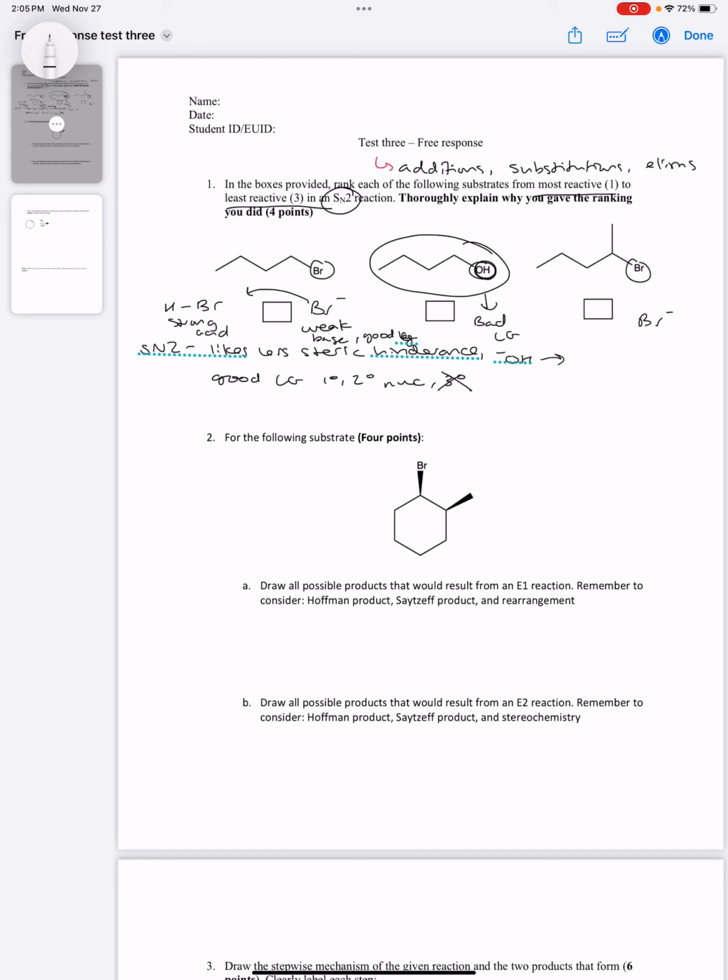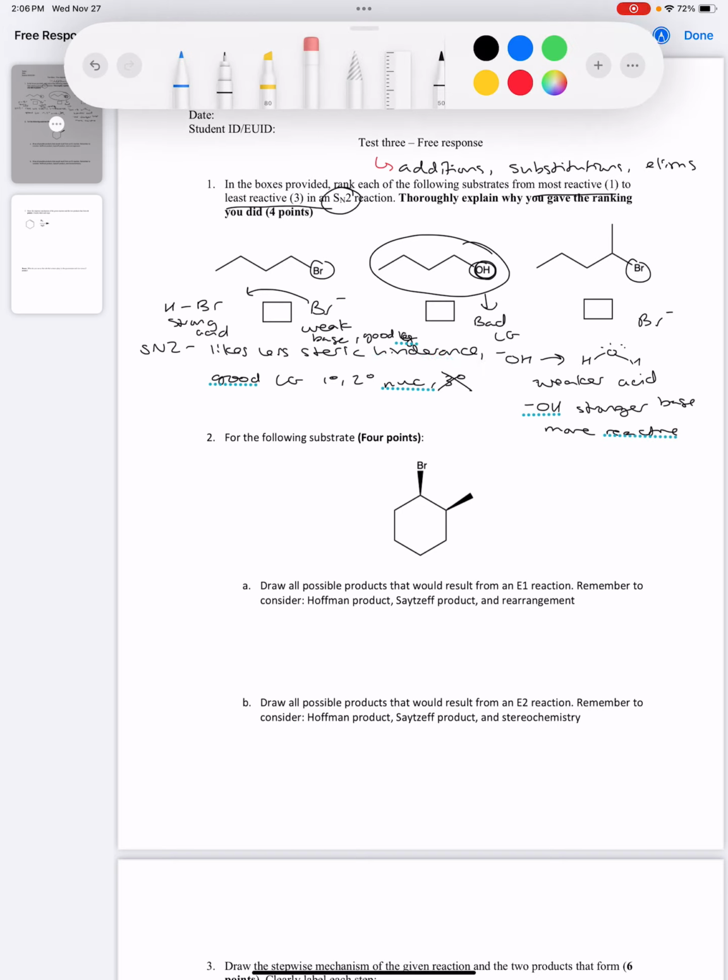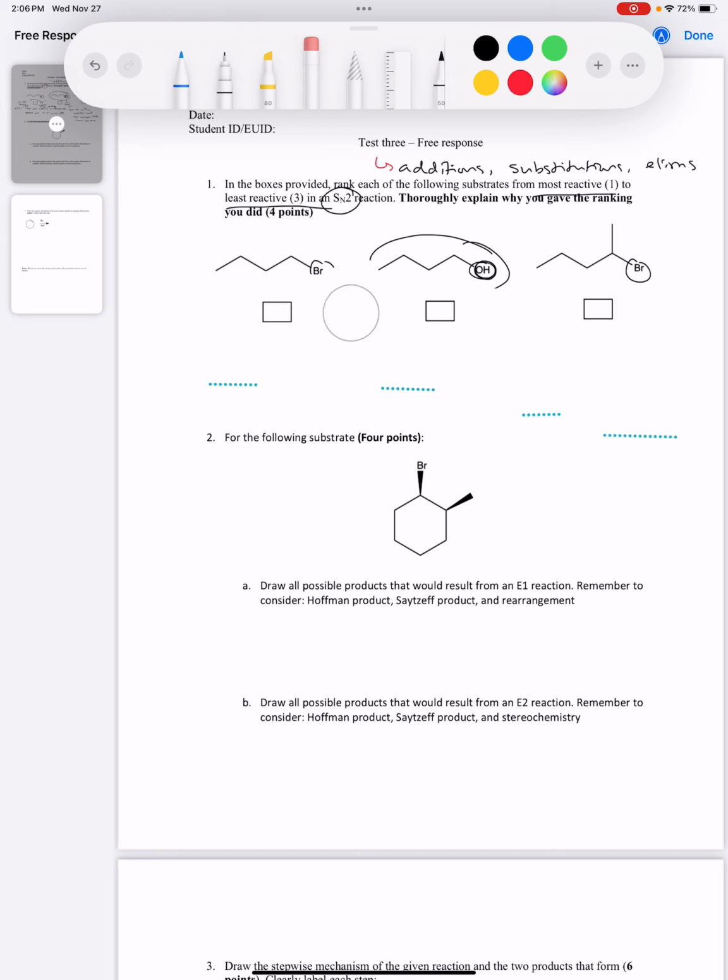But OH minus, its conjugate acid is water, and water is a weaker acid. It can act as an acid, but it's a weaker acid. So that means OH minus is a stronger base, so it's just, in general, more reactive. This was all sort of an aside on why that's a good leaving group or not. So I'm going to erase everything I just wrote. If you need to look at it, you can, but I was running out of space there.